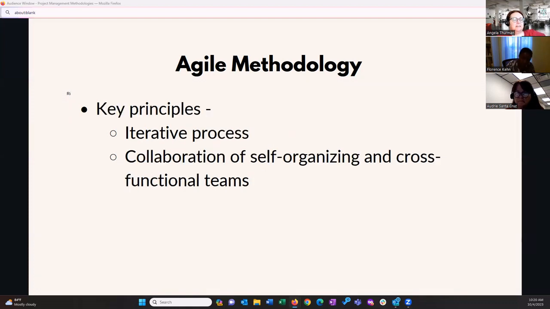So the key principles of agile are that it is an iterative process and it doesn't involve rigorous planning at the beginning, unlike the waterfall process. So it lets everything evolve through collaboration of self-organizing and cross-functional teams and their customers. So this collaboration is crucial. It is foundational to the agile methodology.